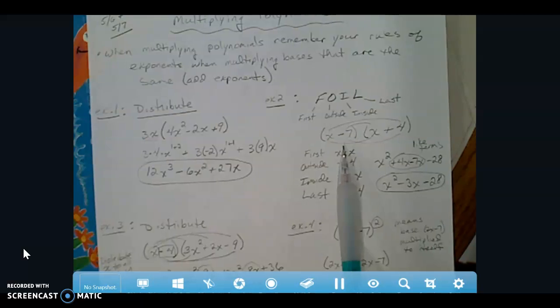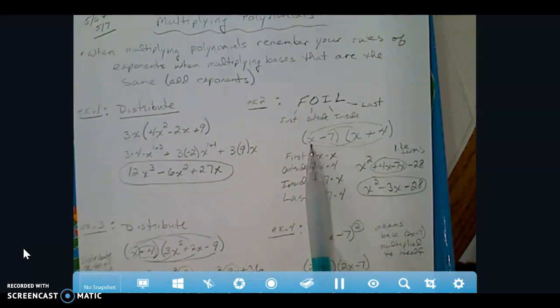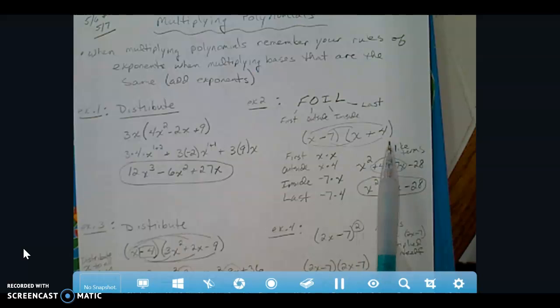Okay, in example 2, this is if you have polynomials. So this is 2 terms and this is 2 terms. So they call them binomials because it's 2 terms here and 2 terms here. Well, there's something special we can do. It's called FOIL. It's just an organized way of distributing.